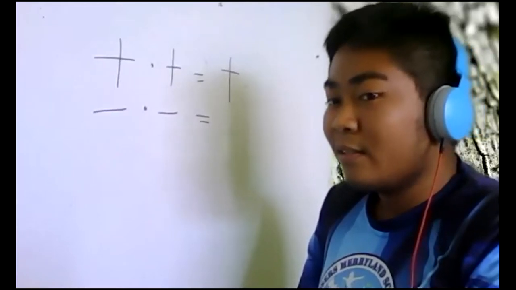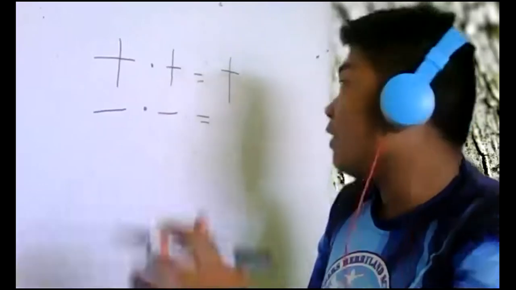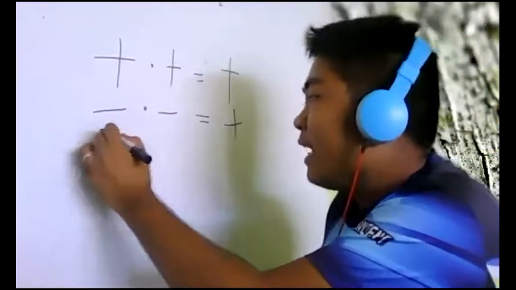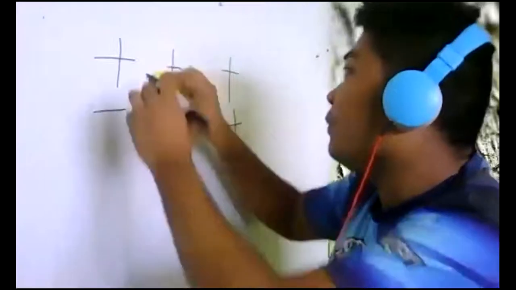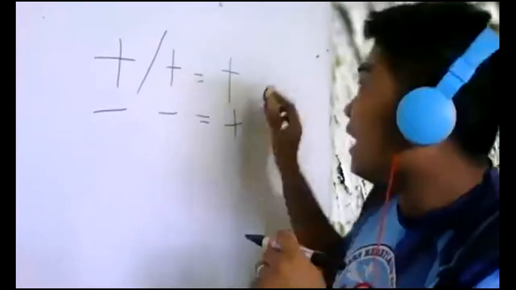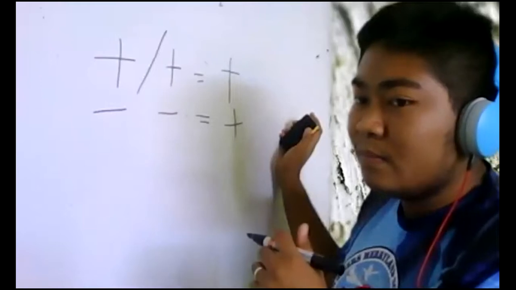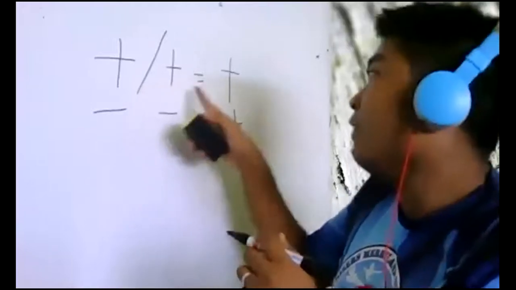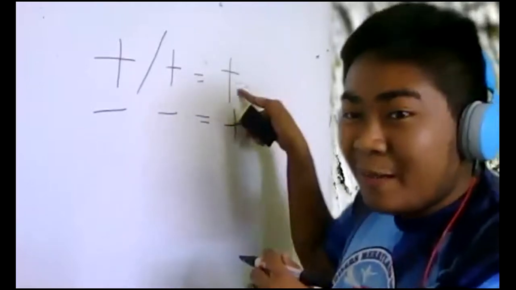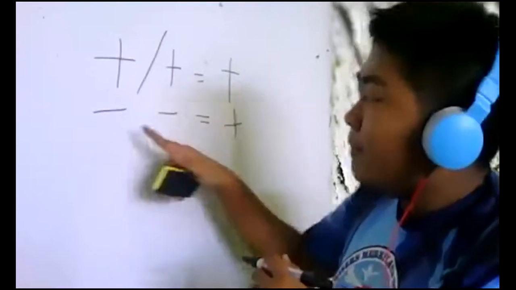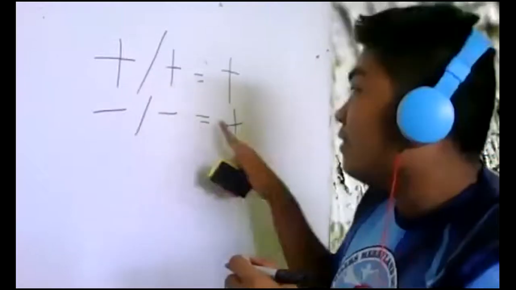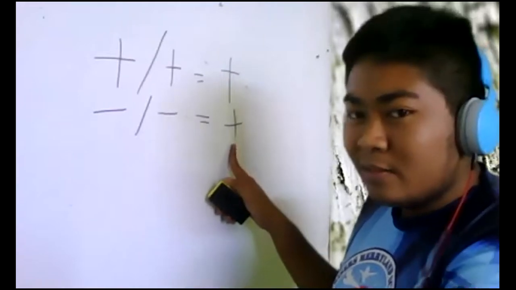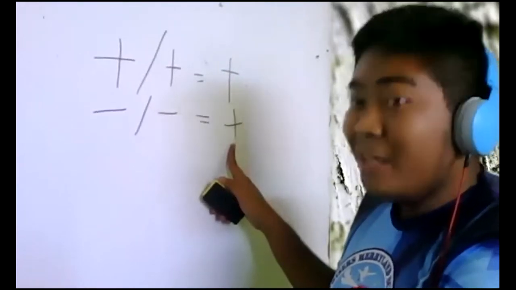So, what is negative? Oh, are you sure? It is always positive. How about positive? Negative. How about for division? We have positive divided by positive. The answer is? Positive. Negative divided by negative is always... negative? Ay, positive. Positive pa rin.